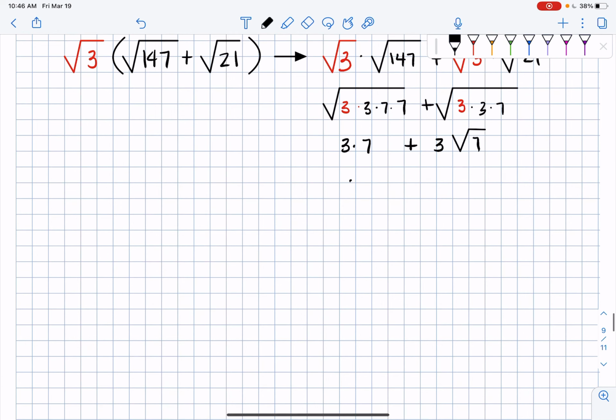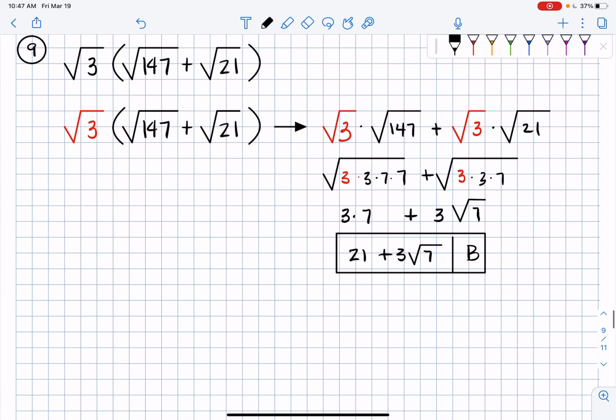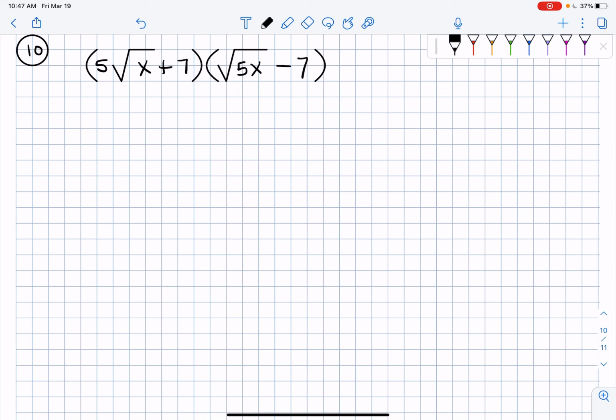So my answer is going to be 21 plus 3 root 7. I've always had issues with drawing radicals here, especially in the app setting. So there's your answer right there, and that would be choice B. There we go. All right, so that's number 9. And on to number 10.